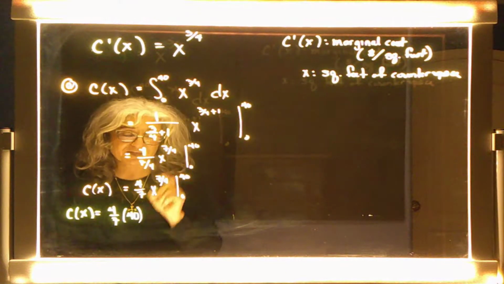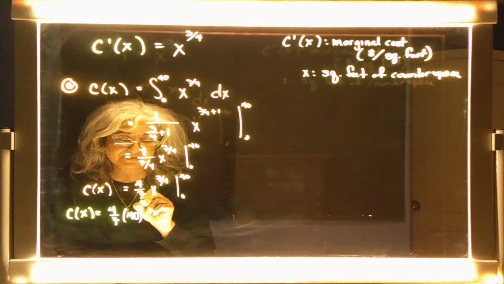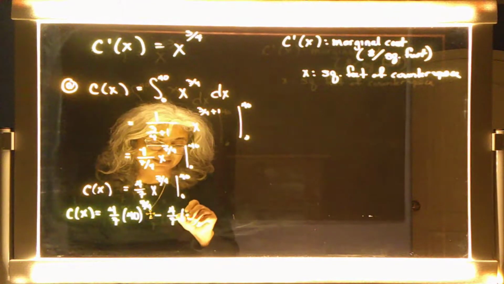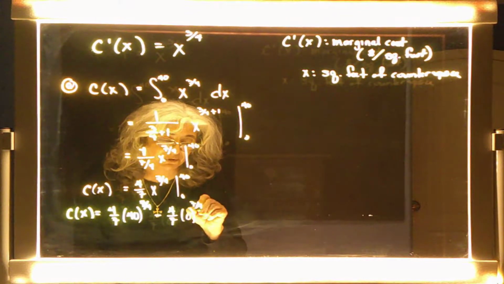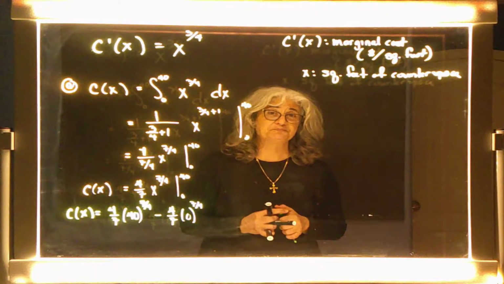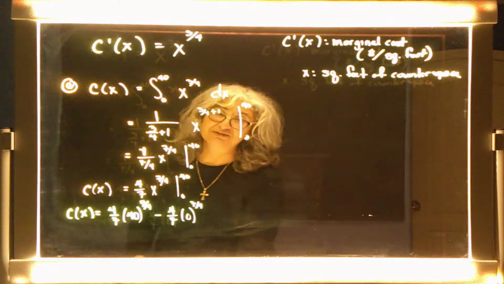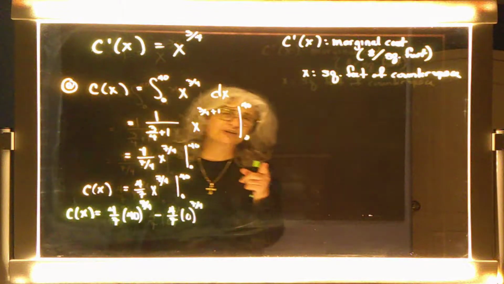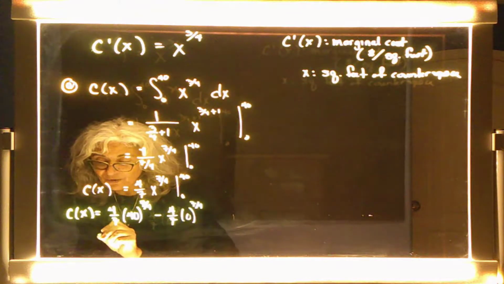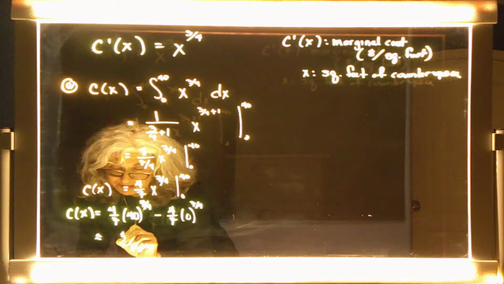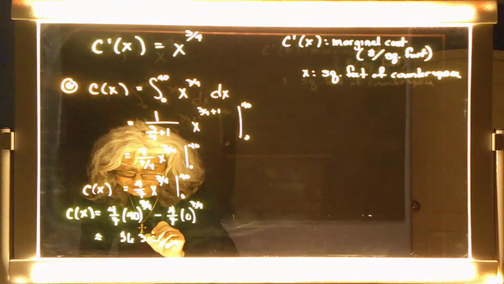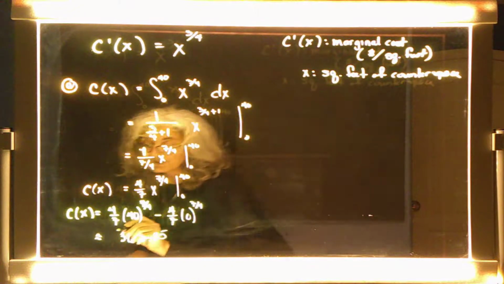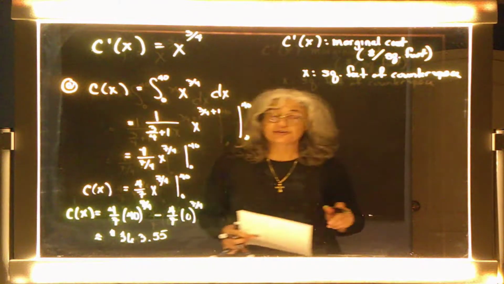Okay, time to evaluate it, which means we are going to plug in the 40. So 4/7 times 40 to the 7/4 power minus 4/7 times 0 to the 7/4 power. Cool? Okay, get those calculators out. I already got mine out. I already have my answer on this. What did you get? Okay, so I got the same. I got $363.55. And unless one of us finger punched incorrectly, we're agreeing.